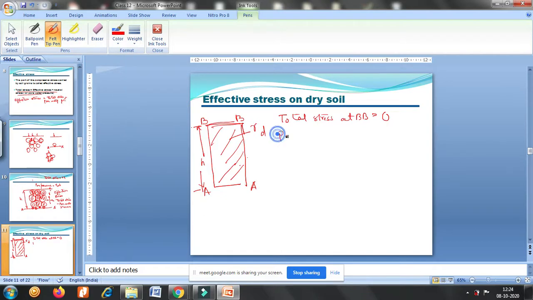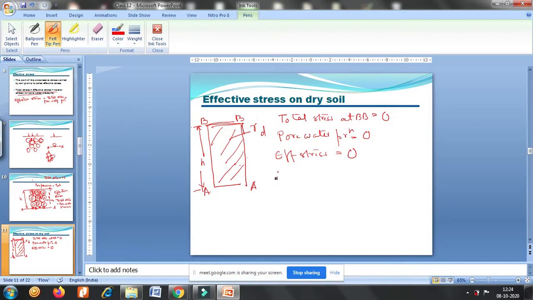Now what is the pore water pressure? There is no water present over there, so the pore water pressure is also 0. It is dry soil, so there is no water present. Then what is the effective stress? That is equal to the total stress minus the pore water pressure, so the effective stress is also equal to 0.